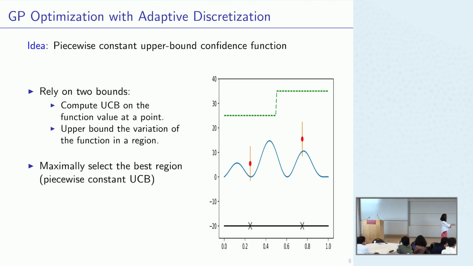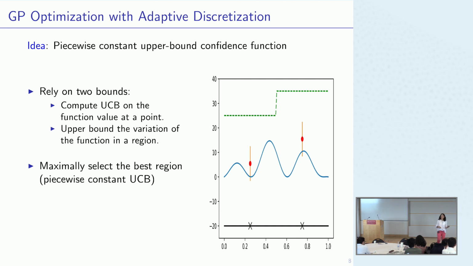At the beginning, this is my interval. I take two sub-intervals and come up with piecewise constant upper bounds on each of those. These upper bounds are a function of the value of the function I have observed so far and the variability. So these are the covariances. Depending on the size and the covariance structure, I have a sense of how much variability I could potentially see in that interval. So if the interval is larger, my variability is larger. If the interval is smaller, my variability is smaller, right?